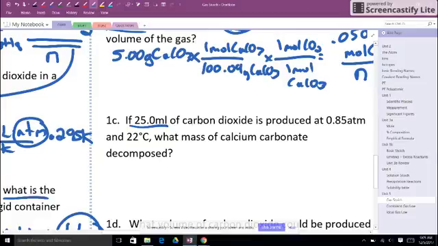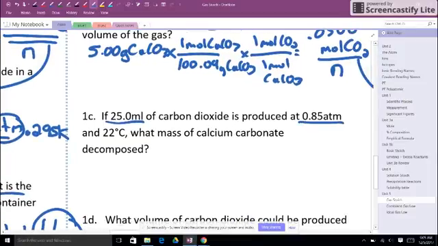If 25 milliliters of carbon dioxide is produced at 0.85 atm and 22 degrees Celsius, now notice we're given a volume, a pressure, and a temperature. When we have all 3 of these, we're going to use PivNerd first, and we're going to do gas stoich second. So for this problem, it's asking for a mass of calcium carbonate that decomposed. Let's do PivNerd first, though, to solve for moles of gas. And then we can use moles of gas to do some stoichiometry. So the pressure is 0.85 atm.